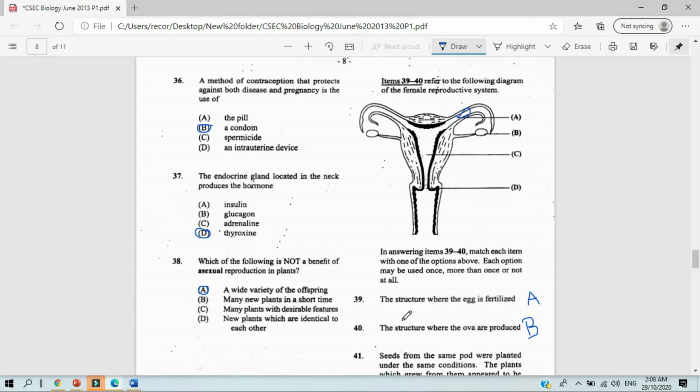Alright. For 40, the structure where the ova is produced. And it is right here. Ovary. Right there. That's where it is produced. So B is going to be the answer for 40.